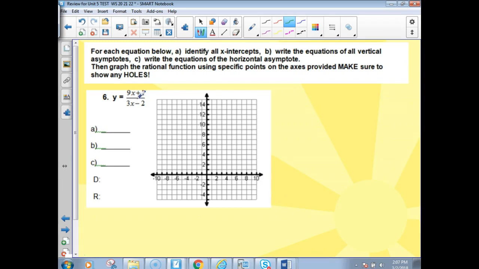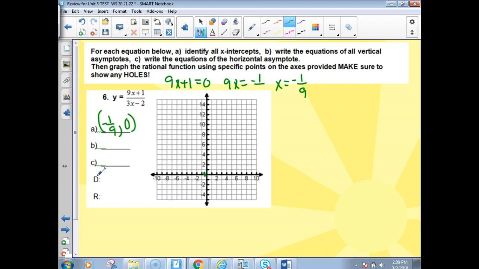Number 6, you've got the denominator. If we want to identify all the x-intercepts, that's what makes the numerator 0. So 9x plus 1 equals 0 would give you 9x equals negative 1. And then you divide by 9, negative 1/9. Negative 1/9, 0 would be your x-intercept. It's just very, very tiny. You can't really plot that clearly, but that's where it is.